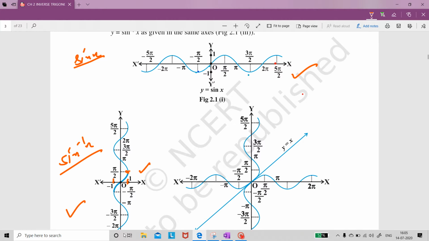And this branch, as you can see here, which has been colored in red, is the principal value branch of the sine inverse function. And also we are going to get the sine inverse function only if we restrict the domain either to this branch or to this one or to this one, any single branch. So you can see the sine inverse function has also been shown for all the different branches.